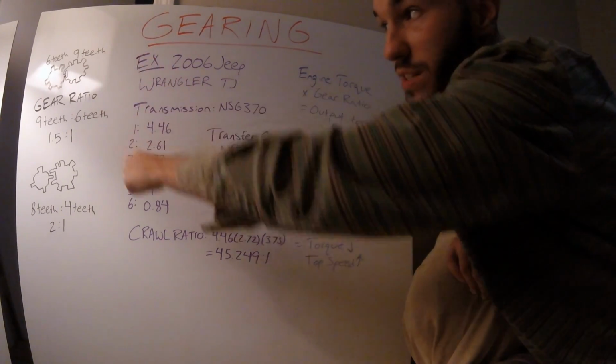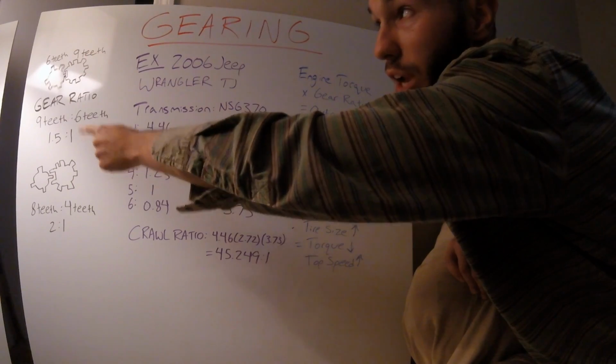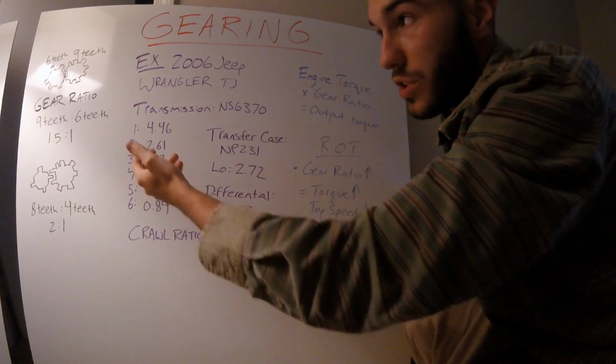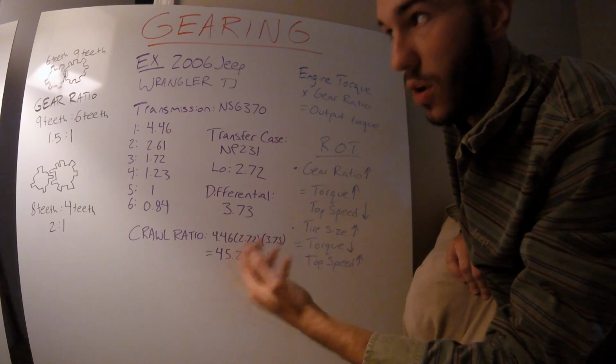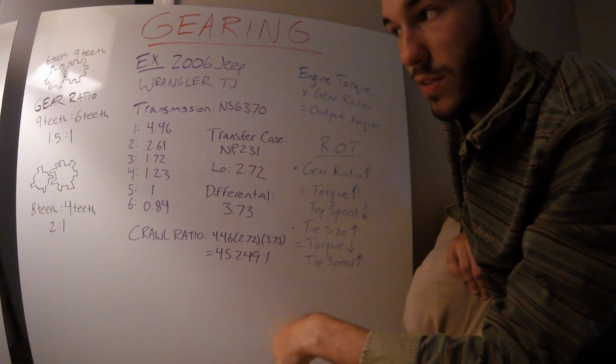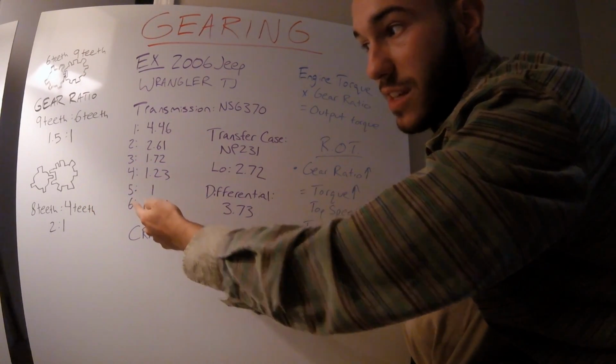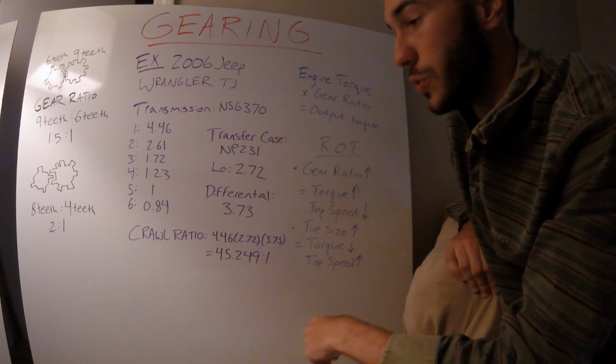If you simply divide these numbers, it'll take 1.5 turns of the 6-tooth gear to turn the 9-tooth gear 1 turn. So your gear ratio is 1.5 to 1, also just simply referred to as 1.5. And just below that, if we had a gear with 4 teeth and a gear with 8 teeth, that would be a gear ratio of 2 to 1, or 2.